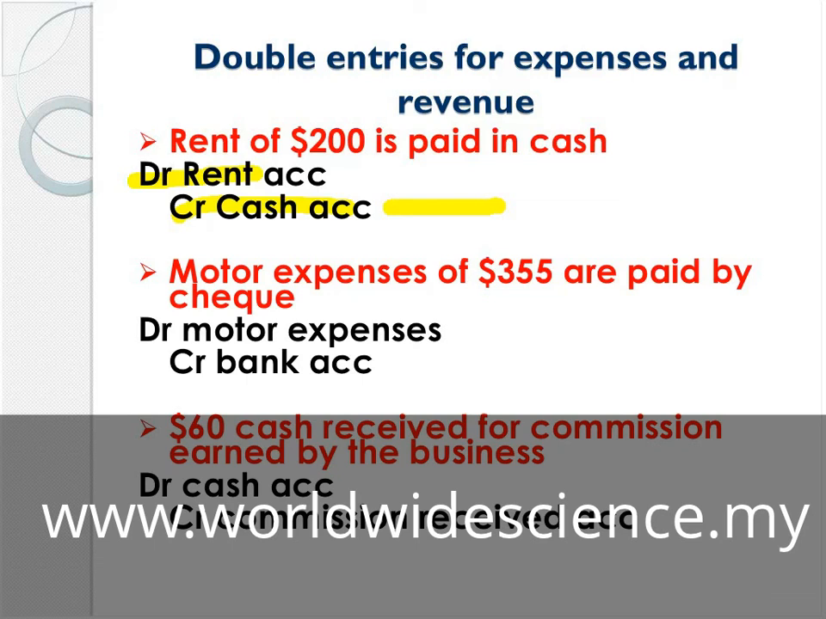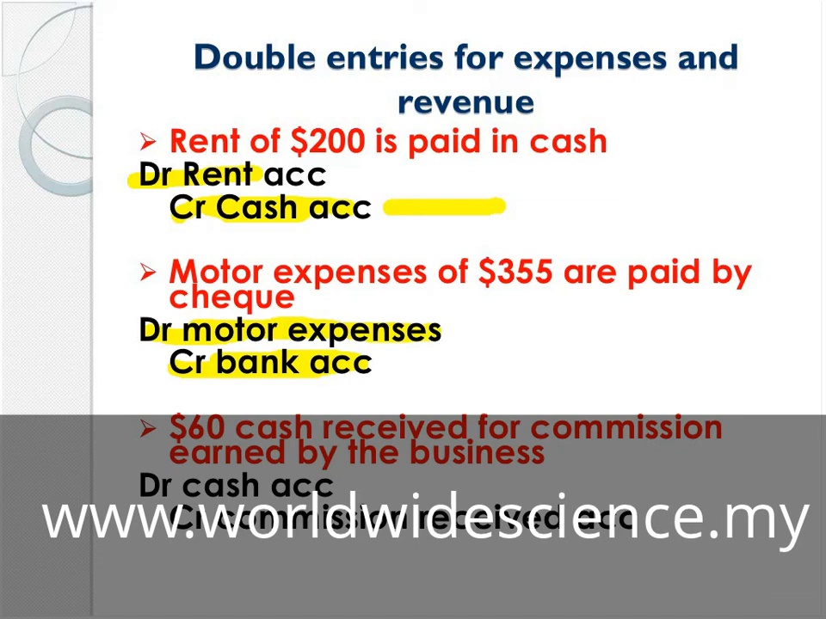The next one, the motor expenses of 355 are paid by check. We also show on the right side the bank account, that we paid by check, the expenses of 355. And on the debit side, we show the increase in motor expenses, that our expense has increased, right? Yes, right. Mr. Barak has given the right answers.